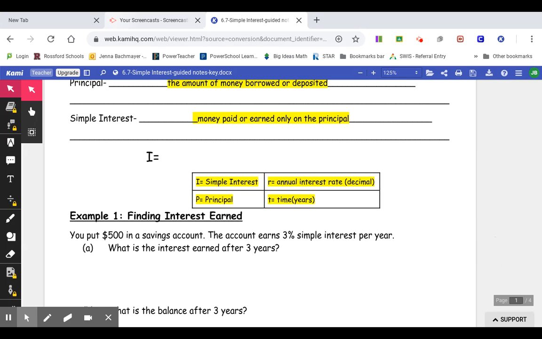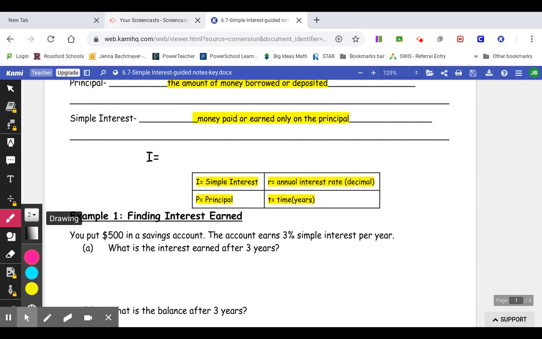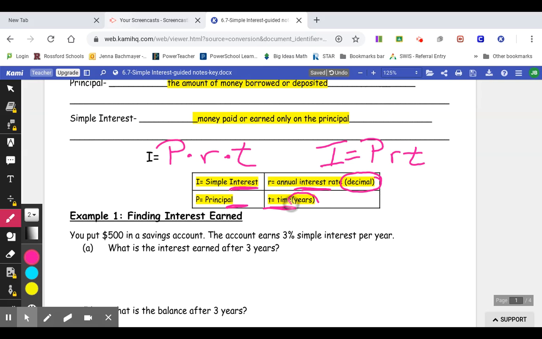Okay, our interest formula, we are going to have I equals P times R times T. So usually you'll see it I equals PRT, but each of them are being multiplied together. So I is your simple interest, P is your principal, R is your interest rate as a decimal. That's really important to remember. And T is time, and it's based off of years. That's really important to remember as well.